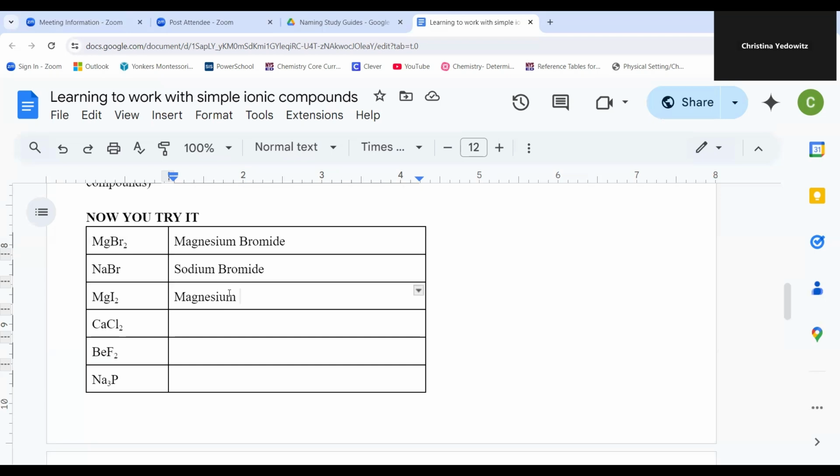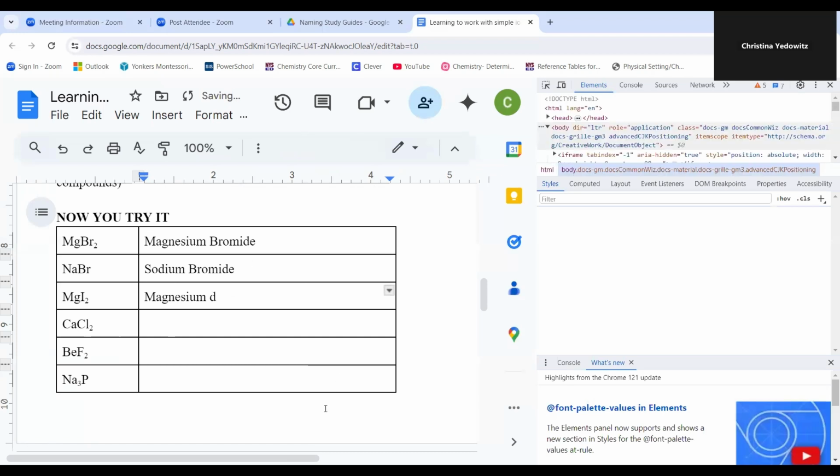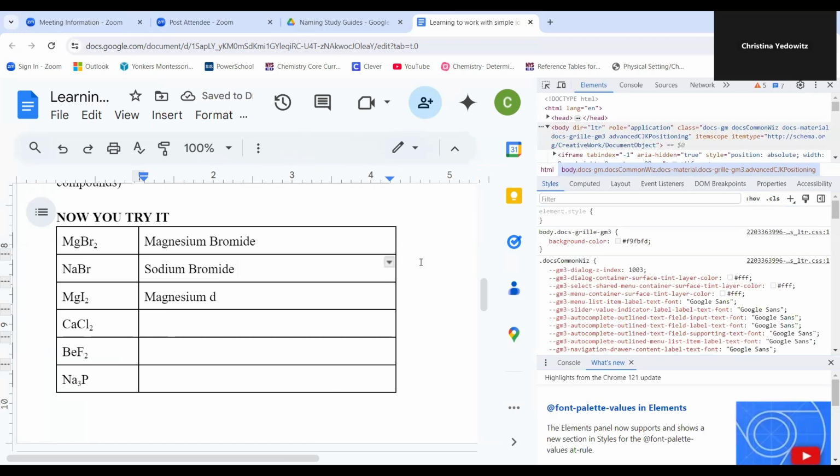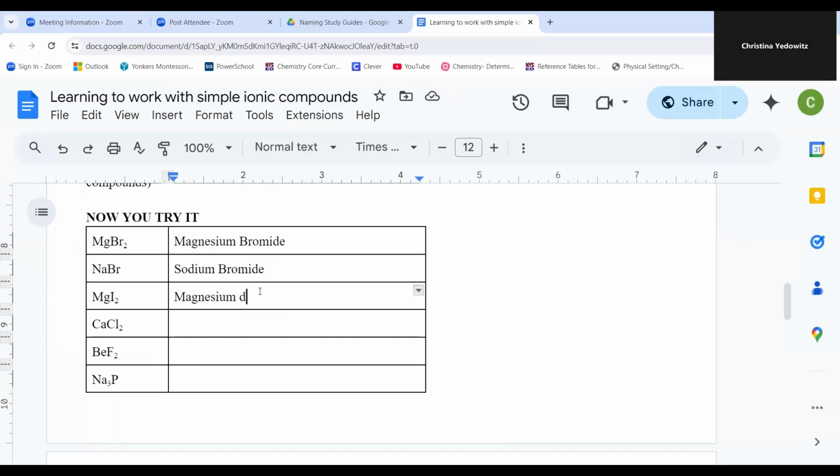All right, so my second element here is iodine. Sorry about that. I keep hitting something, my control button probably. Okay, this is iodine. Okay, and so same thing we did before. Where the I is, we're going to go right up to there, and we're going to change it to an IDE ending. And so how that's pronounced is iodide, magnesium iodide.